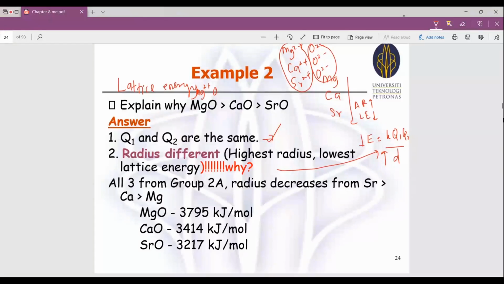So all three elements here are from group 2, same charge. The radius decreases from strontium to calcium to magnesium, thus the lattice energy changes. You can see the difference here, isn't it? 3,700, 3,400, 3,200. The decrease in lattice energy is because of the higher atomic radius of strontium compared to calcium, compared to magnesium.